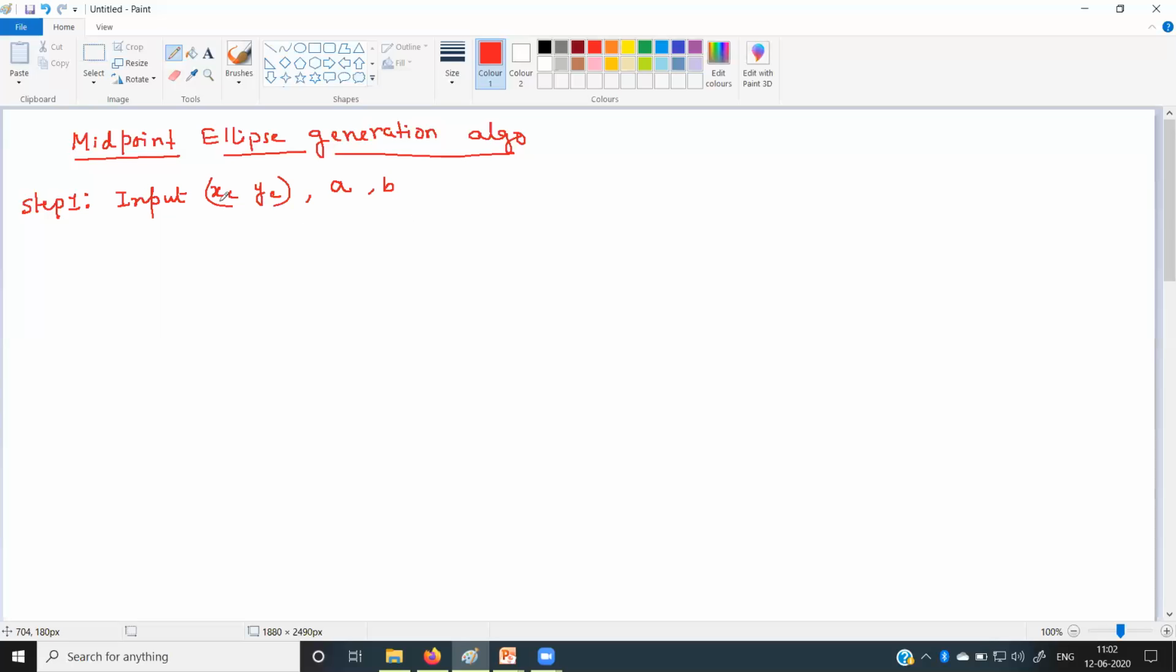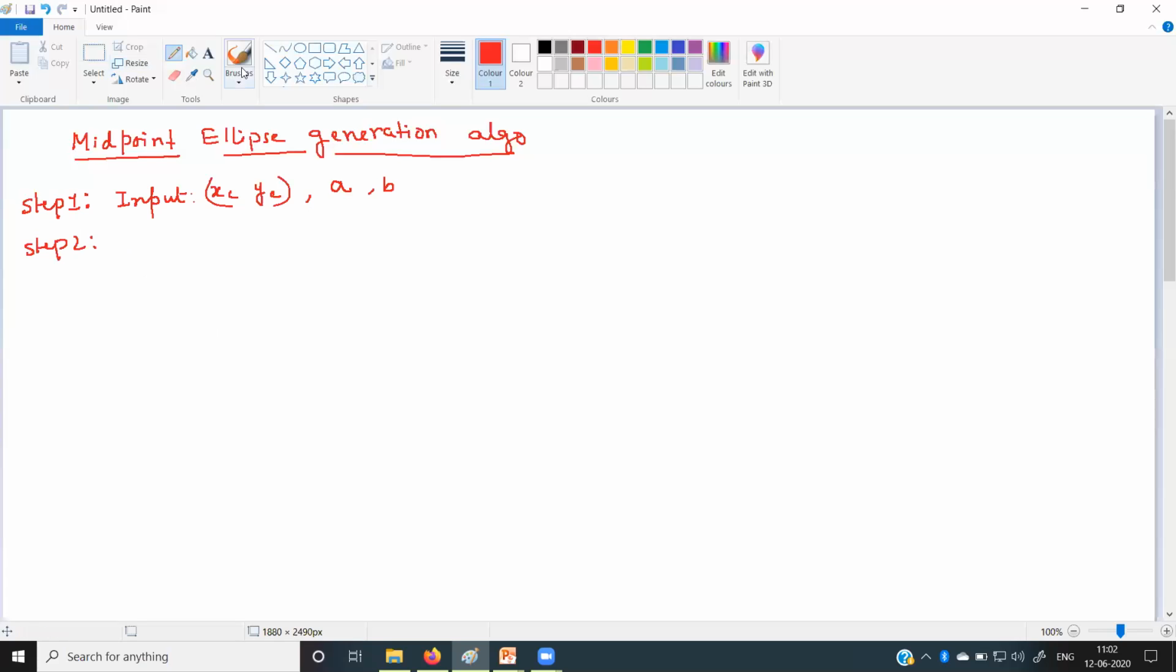At step 1, we have to take the input from the user end, where xc, yc is the center point of the ellipse, A is the length of the major axis, and B is the length of the minor axis. Now, from step 2 onwards, we will calculate the points for region 1.